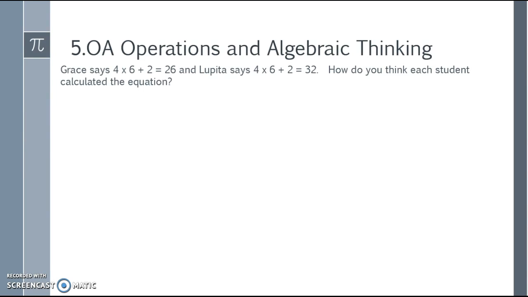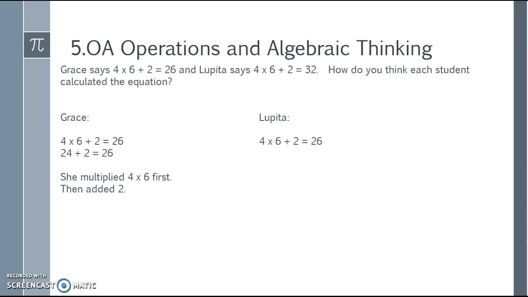Grace says that 4 times 6 plus 2 is 26, but Lupita says that 4 times 6 plus 2 is 32. How do you think each student calculated the equation? So we have Grace and Lupita, the same equation, different solution. Looking at Grace, it appears that she multiplied 4 times 6 first, which is 24, and then added 2 to get 26. However, Lupita looks like she added 6 and 2 first, so 6 plus 2 is 8, and then multiplied that by 4 to get 32.